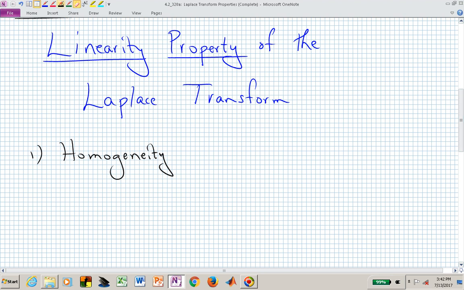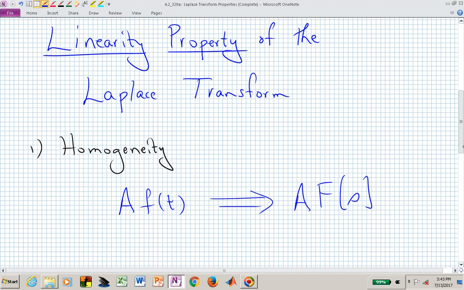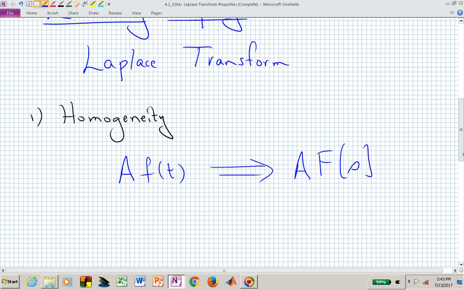Homogeneity simply means that if we had a waveform, f of t, and if we scaled that waveform by a constant a, then that constant a can be factored out of the Laplace transform. The Laplace transform of a scaled waveform is just the scaled Laplace transform of the original waveform.